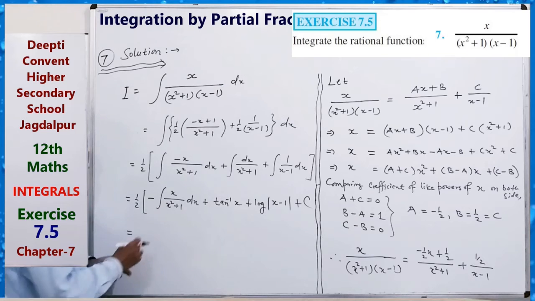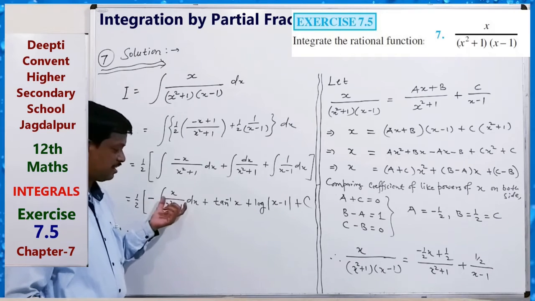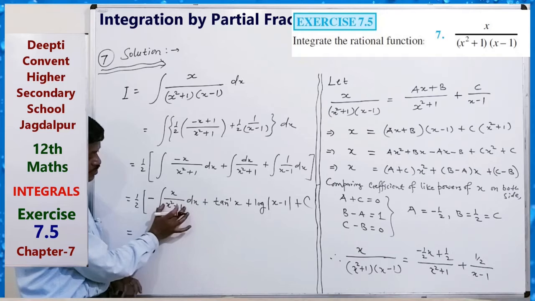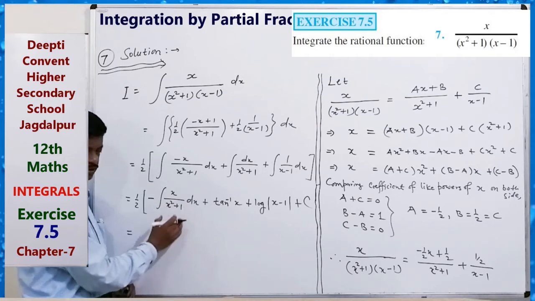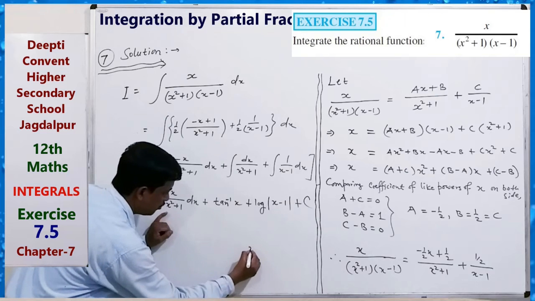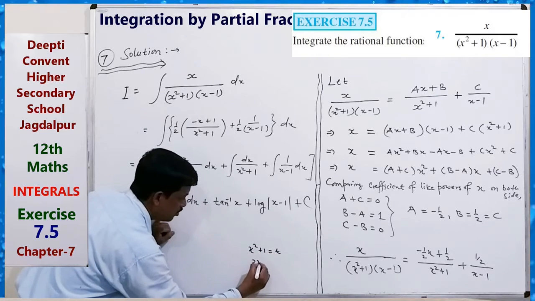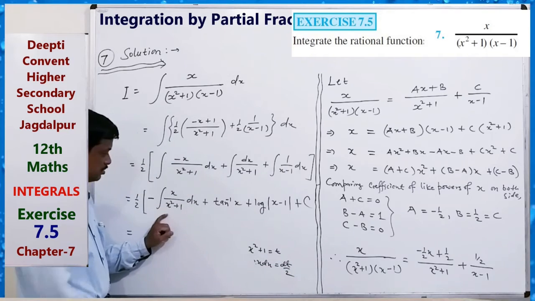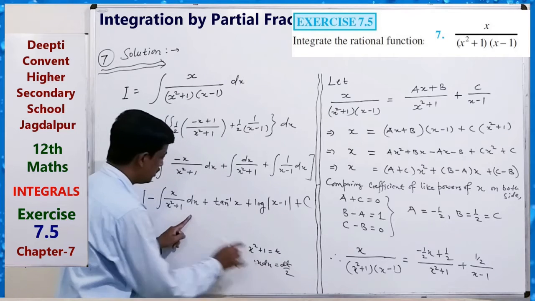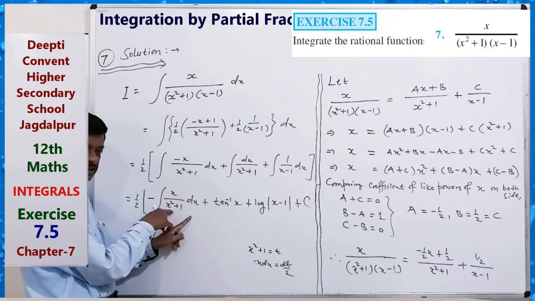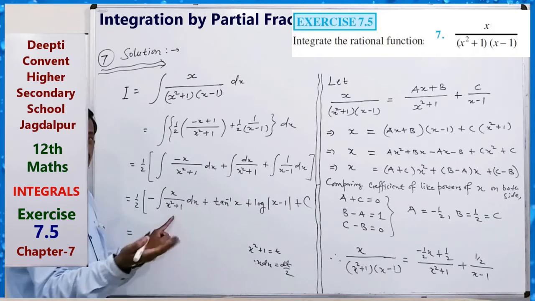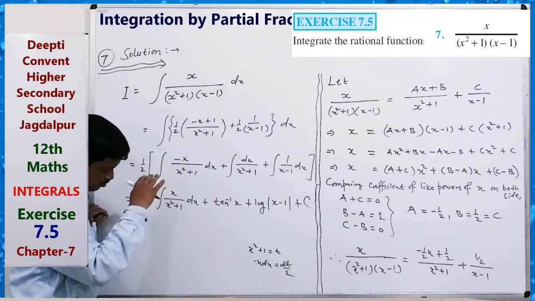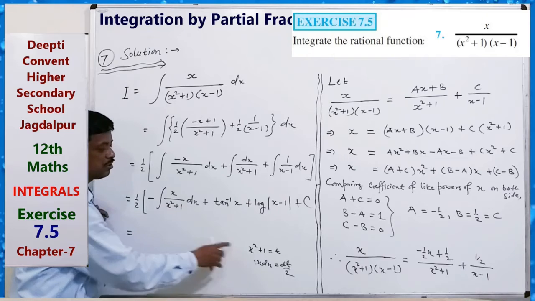But for this integral we can use the substitution method. If we put x square plus 1 equals t, then 2x dx equals dt, that is x dx equals dt by 2. So it becomes 1 by t dt by 2, which gives log t by 2. So log t, t means what? x square plus 1.